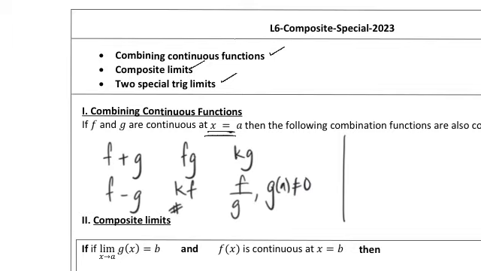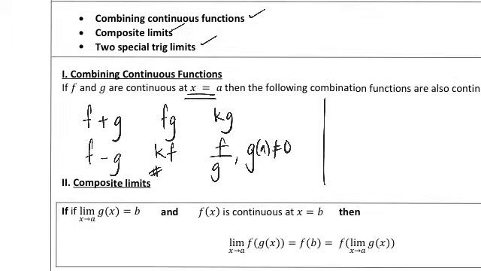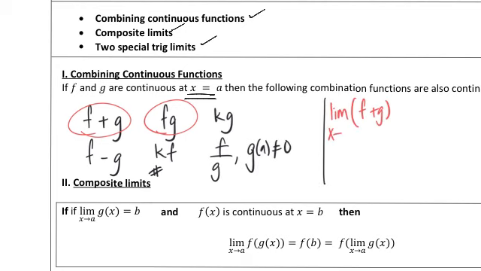So this is important because once we know that a function is continuous, for example any of these combination functions, we know that the limit of, for example, f plus g as x approaches a, since the function is continuous at x equals a, is going to end up just being f of a plus g of a. So we can use direct substitution. It's going to work whenever a function is continuous at a specific point.